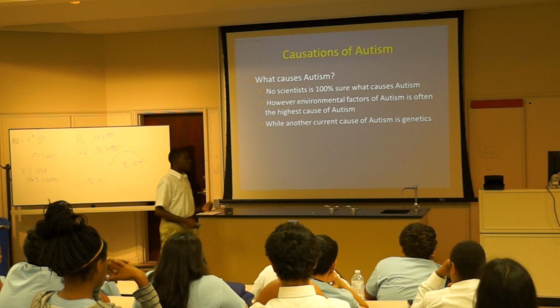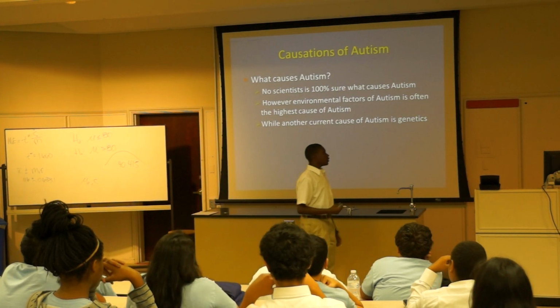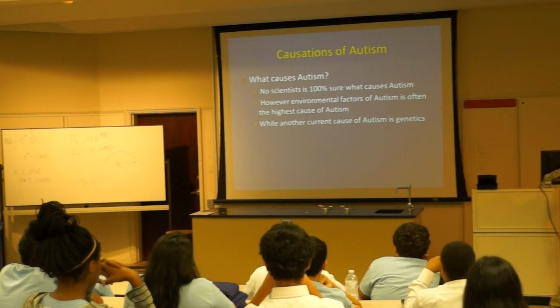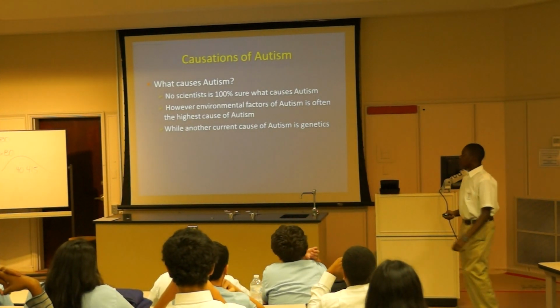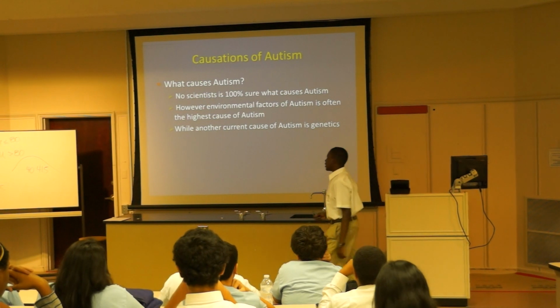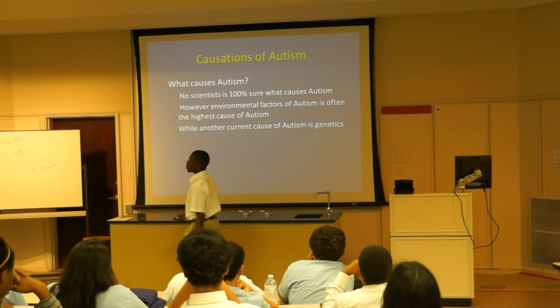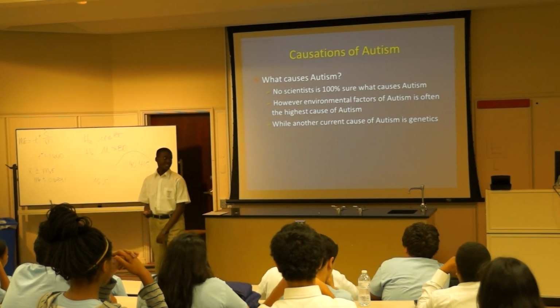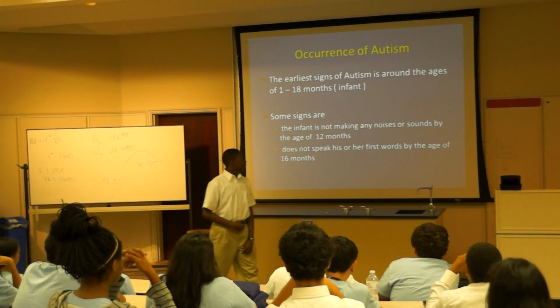Connotations of autism. What causes autism? No scientist is 100% sure what causes autism. However, a new thing called environmental factors is a leading cause of autism. And the second leading cause of autism is genetics.